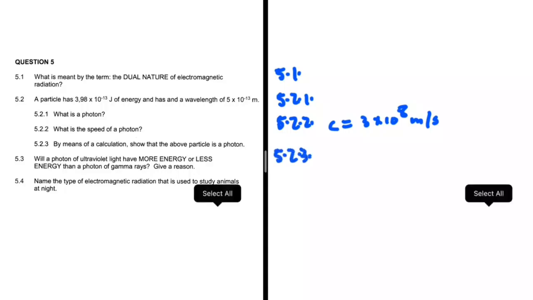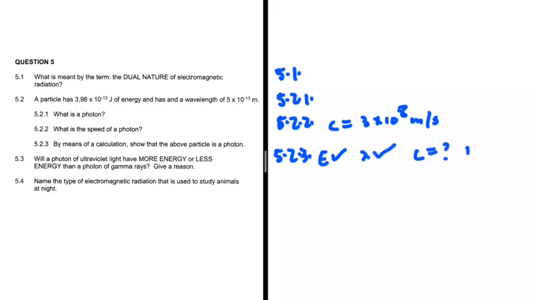5.2.3, by means of a calculation, show that the above particle is a photon. How can we show that a particle is a photon? We can determine its speed and see if it is 3 times 10 to the power 8 meters per second. If it is 3 times 10 to the power 8 meters per second, then it is a photon. We have the energy of the particle, 3.98 times 10 to the minus 13 joules. We have the wavelength, and we are interested in the speed. Obviously, we have Planck's constant because it is a constant.